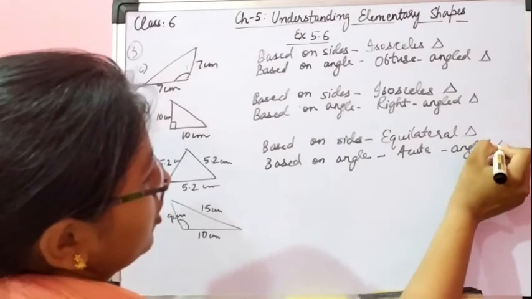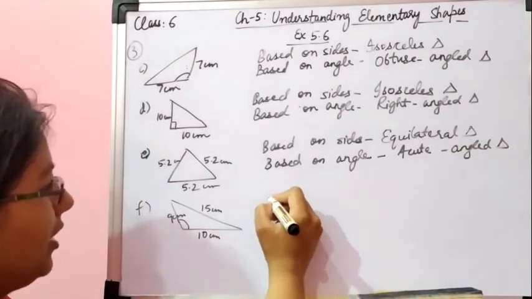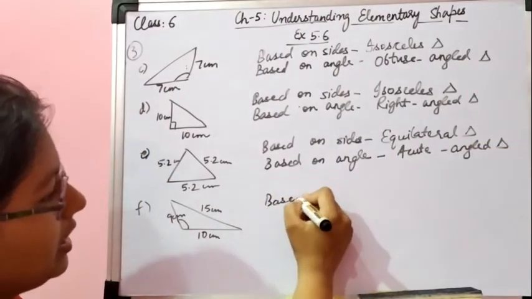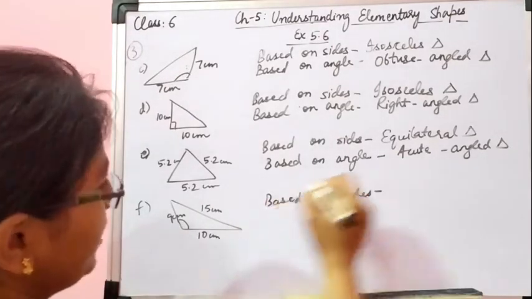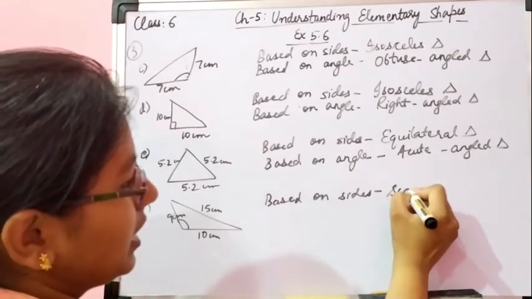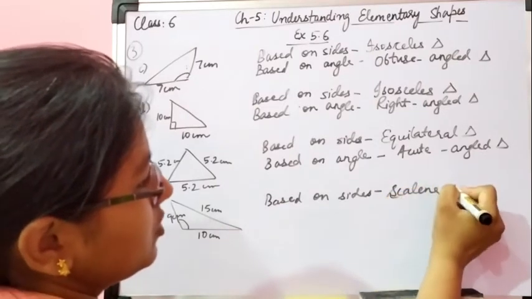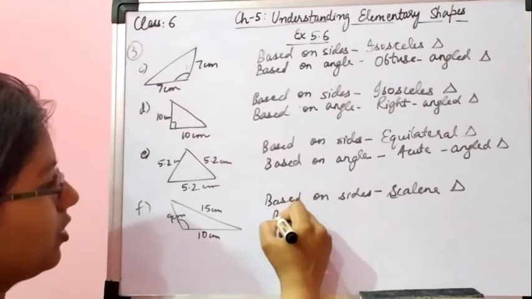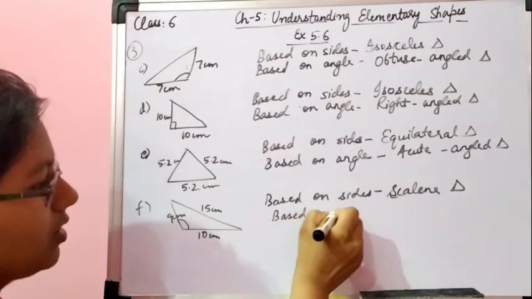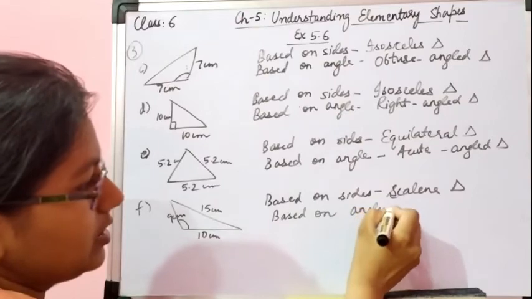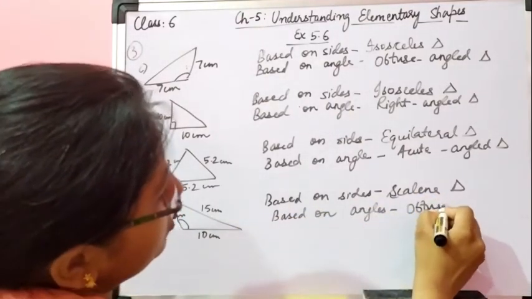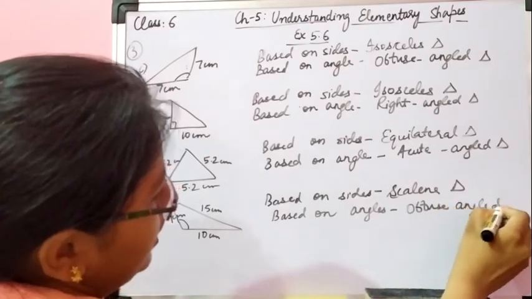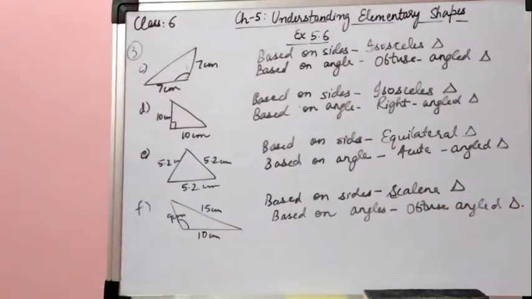Now for the F part, based on sides, we can see that one is given 15, one is given 10 and one is given 9. So this is scalene triangle. And then based on angles, one angle is given obtuse. So this is obtuse angled triangle. Okay, so we have discussed the third question of exercise 5.6.